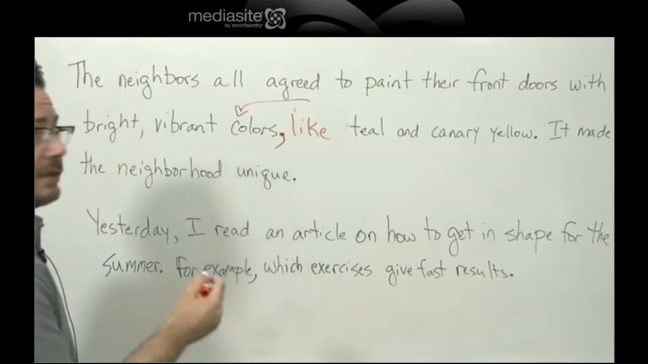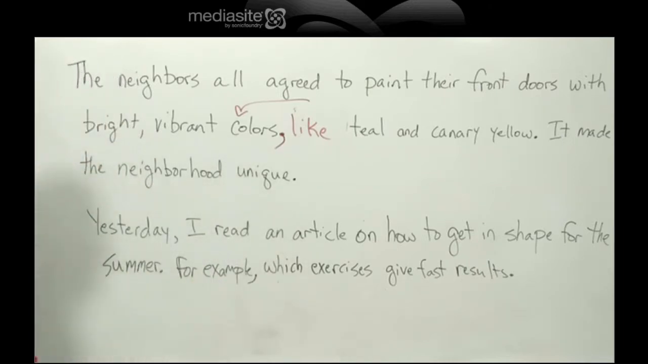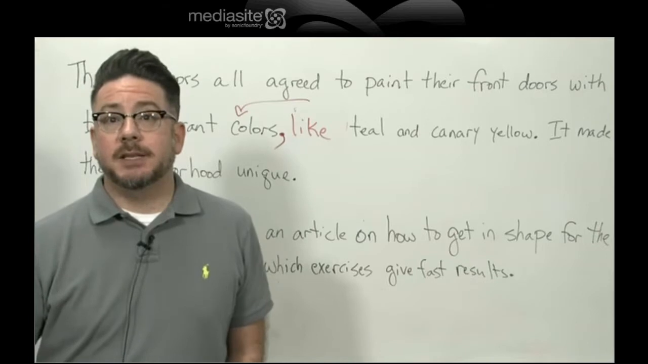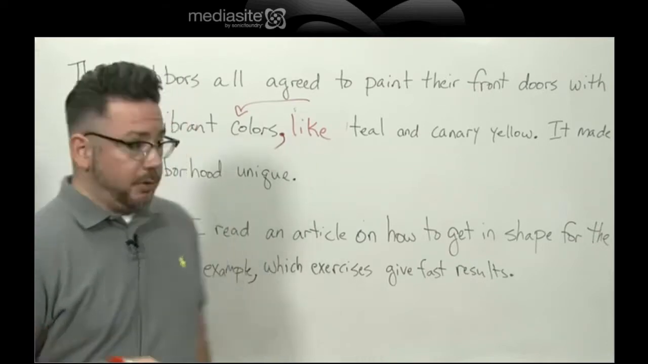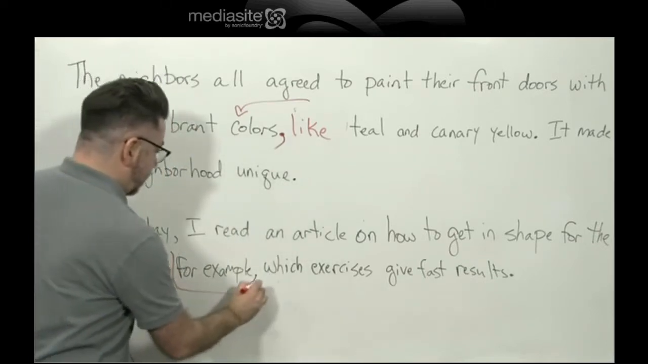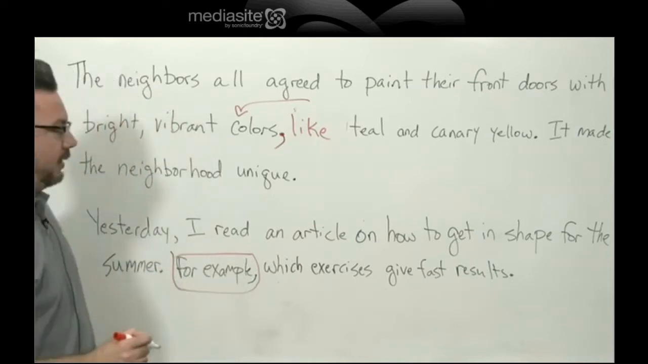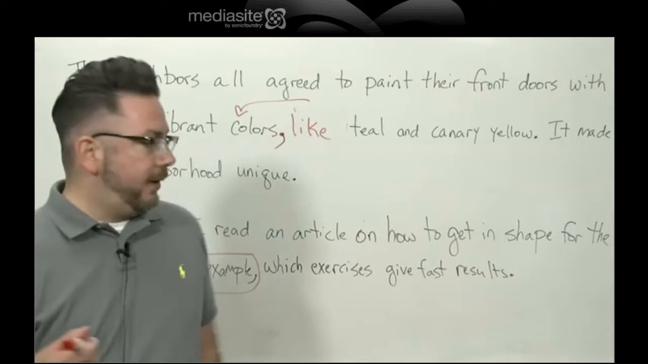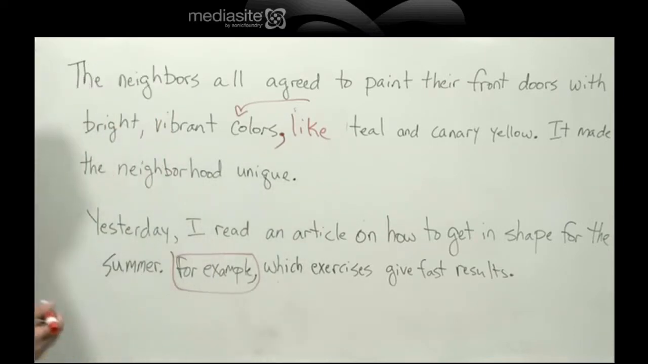Okay, let's take a look at the next example. Yesterday, I read an article on how to get in shape for the summer. For example, which exercises give fast results? Now, do we have an added detail signal phrase here? Yes, we do. We have "for example." And this by itself is not a complete sentence. We don't have a subject or a verb.